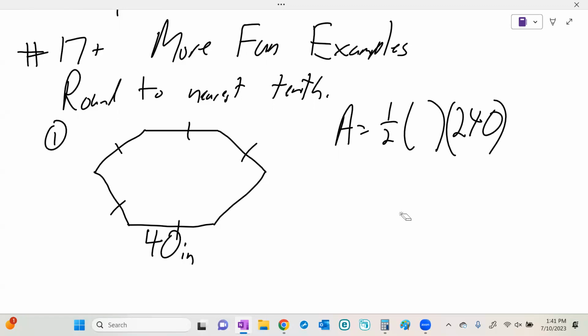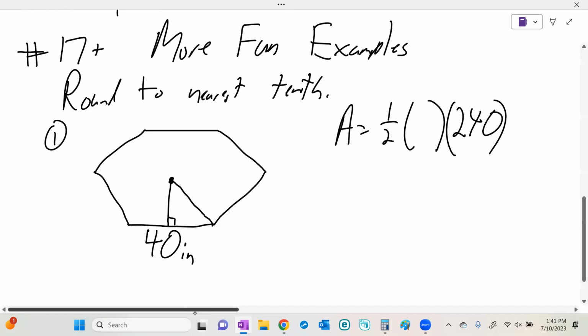The issue here is, what is the apothem? We're going to have to figure out the apothem. That goes from the center to the side at a 90-degree angle. Well, to help us figure that out, what we are going to do is imagine and draw a right triangle here. So see how we're going to make this a right triangle?